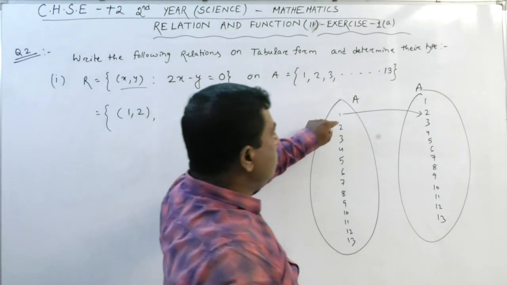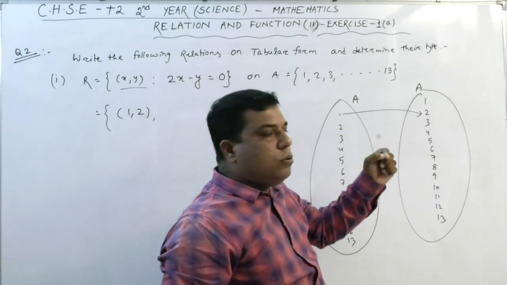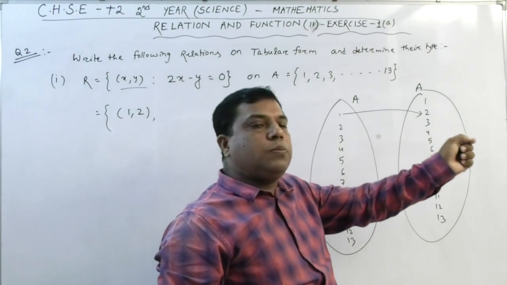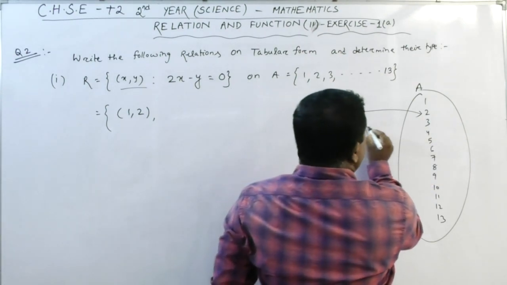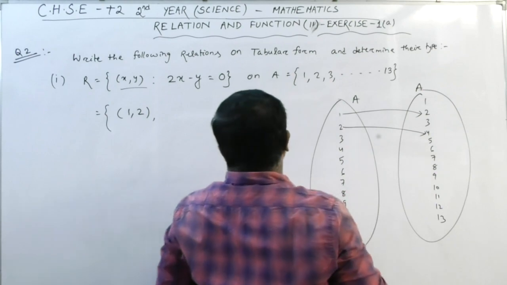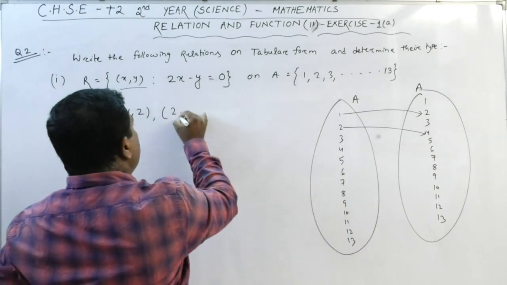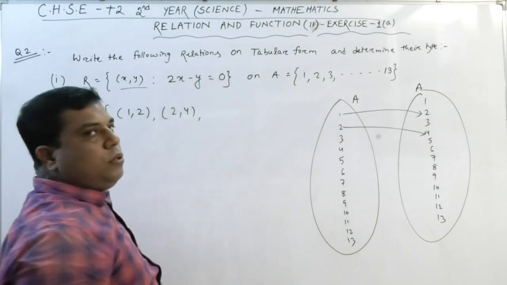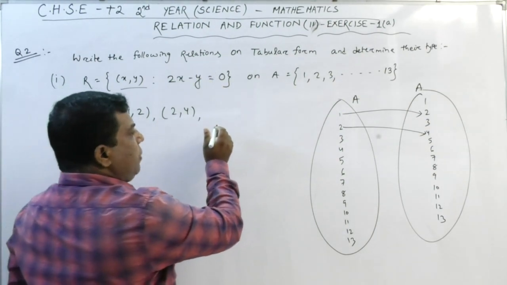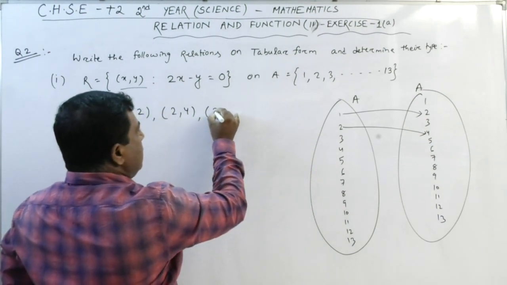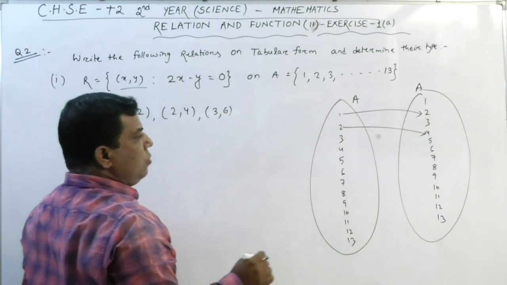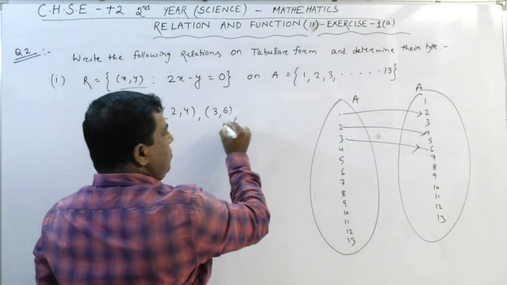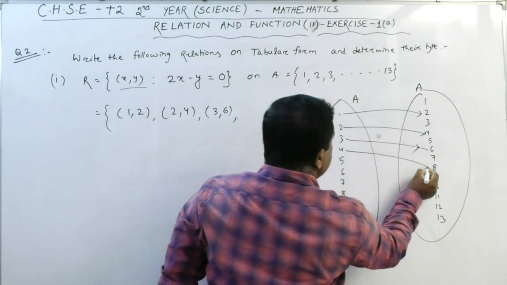Next, if x is 2, 2 times 2 is 4, 4 minus 4 is equal to 0. So 2 is connected with 4. Okay, so next is the ordered pair 2, 4, because 2 into 2 is 4, 4 minus 4 is equal to 0. Next, if I go for 3, what do I get? It is 3, 6. Yes or no? 3 is going to be connected with 6. Next, for 4, what do I get? 4, 8.